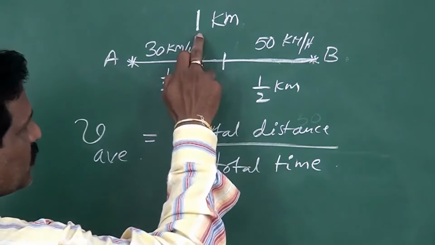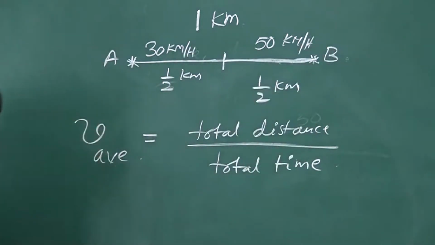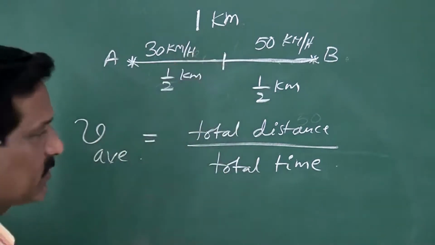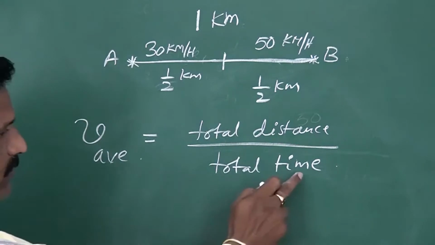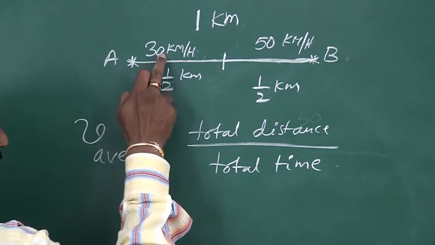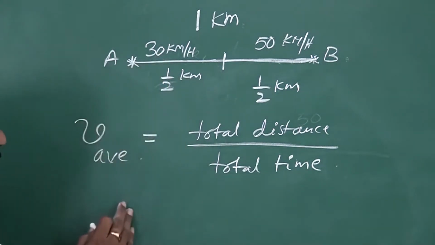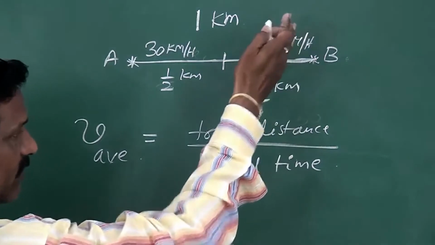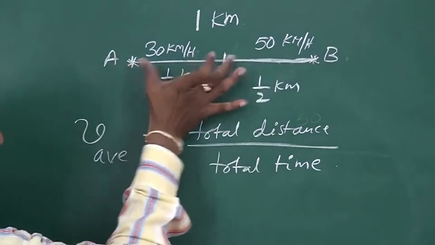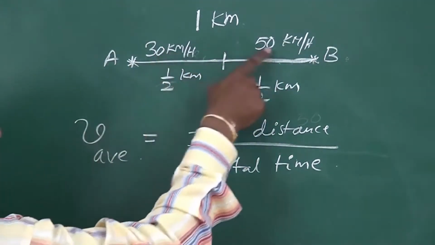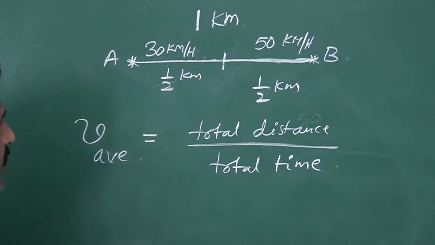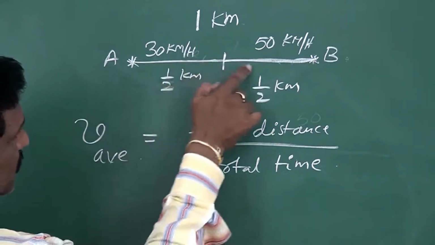Total distance we already assumed as 1 kilometer. The distance between the two places is 1 kilometer, so we know this one. Total time: here the first half is covered with one speed, hence the time taken is a certain value. The second half with another speed. Hence the time varies, though the distances are equal, half kilometer, but the speeds are different. Hence the times taken are different. So we have to find the times taken in both cases.